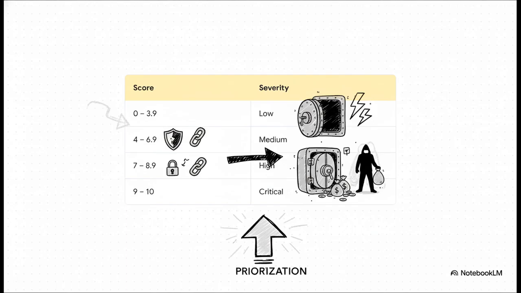Now, forget the numbers for just a second. Just look at the business impact. A low score? It's probably a minor disruption. A medium score? Okay, some services might fail. High? We're talking serious data loss or downtime. But critical? A 9 or a 10? That means an attacker can walk in the door and take the entire kingdom. This is how we prioritize.